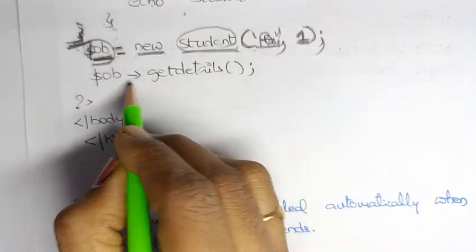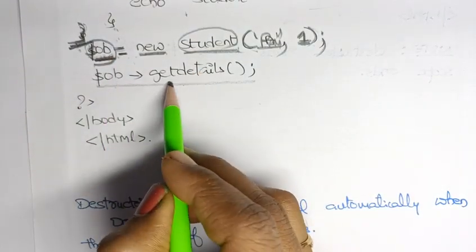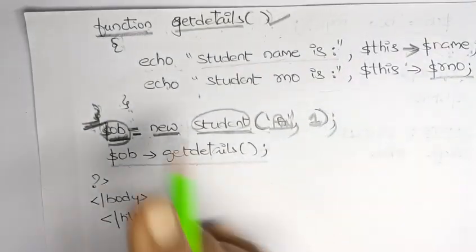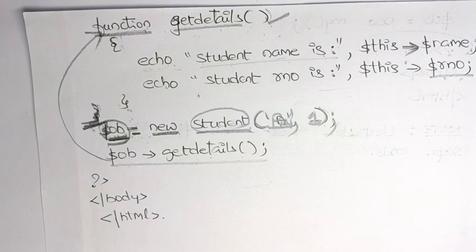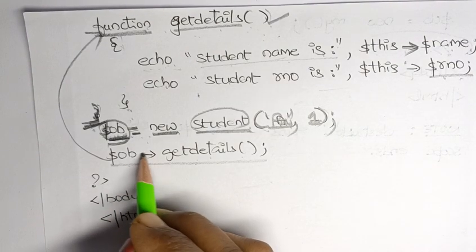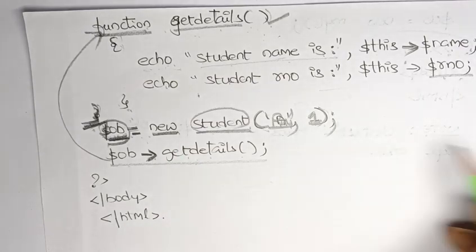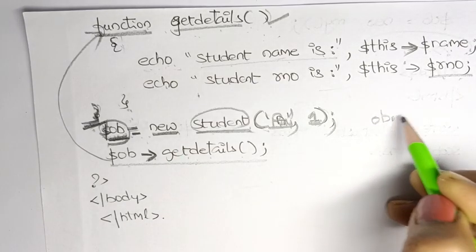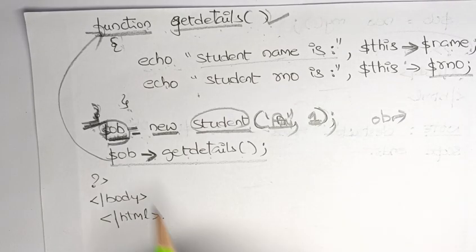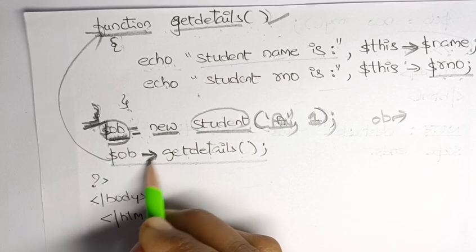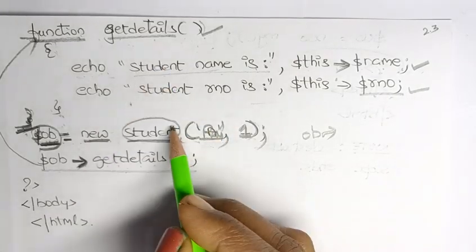Next, by using this object $ob, you are calling the getDetails function. So in the program, wherever the getDetails function is, control will transfer to the getDetails function. The arrow operator is used to call the function, whereas in C++ and Java we use object dot function name, but here simply remember that we use the arrow operator. So $ob arrow getDetails, and control will transfer to the getDetails function.